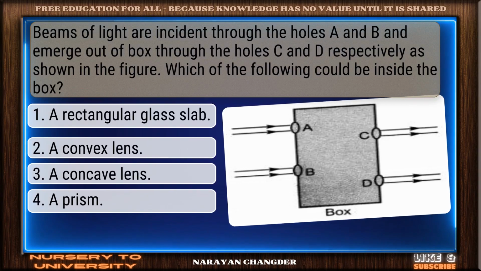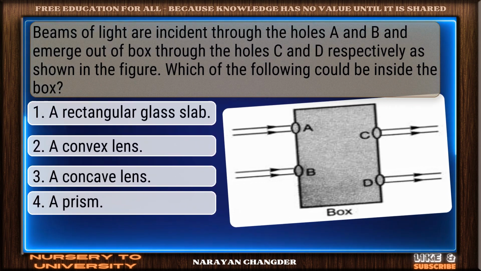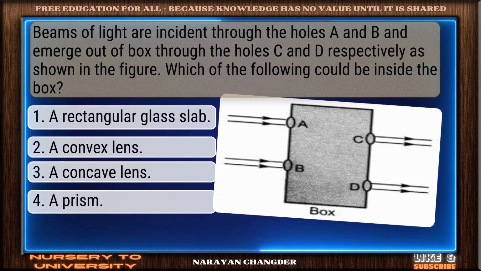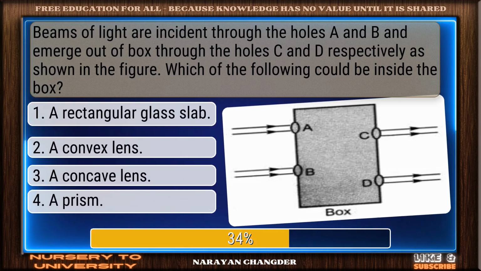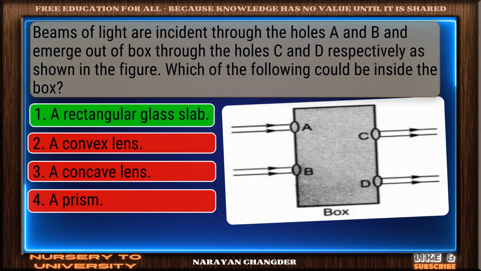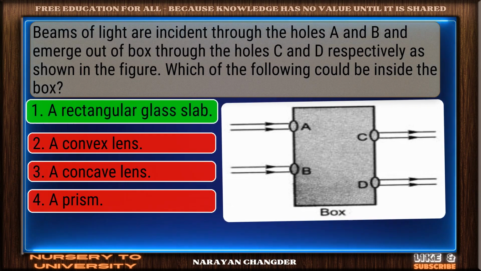Beams of light are incident through the holes A and B and emerge out of the box through the holes C and D respectively as shown in the figure. Which of the following could be inside the box? You're right. A rectangular glass slab is the correct answer.